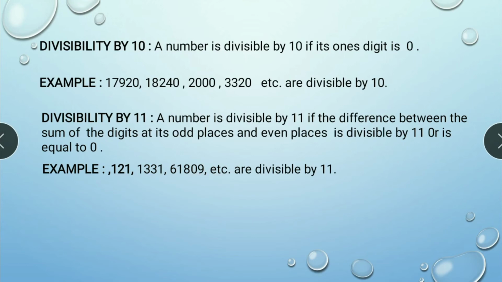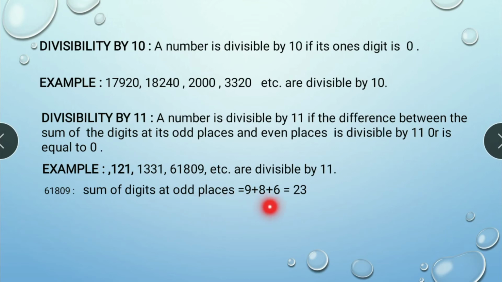Now let's take one number, that is 61,809. See, sum of the digits at odd places is 9 plus 8 plus 6, that is 23. Clear? These are the digits at odd places, 9, then 8, then 6. On finding the sum, we have got 23. Clear? Now the digits at even places are 0 and 1. So the sum of digits at even places is equal to 0 plus 1, that is 1.